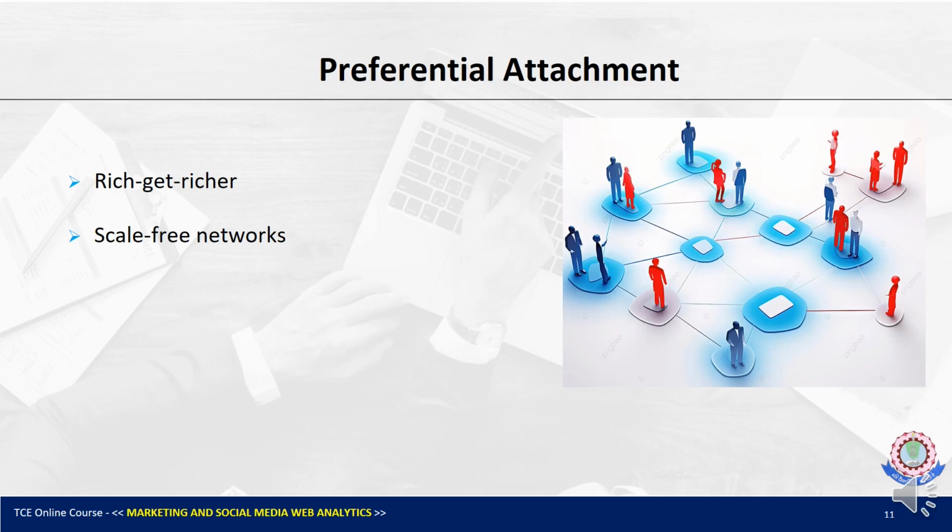Preferential attachment. Preferential attachment explains real-world network formation. Nodes that are already popular attract more connections. This rich-get-richer behavior leads to scale-free networks. It explains why celebrity accounts grow quickly and why viral content spreads rapidly.